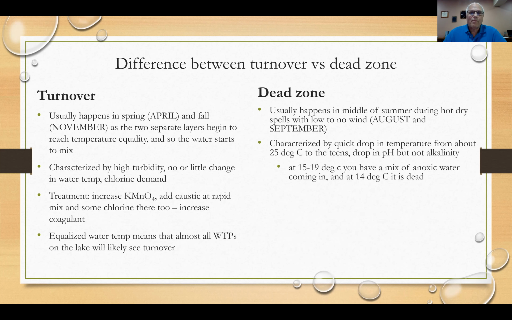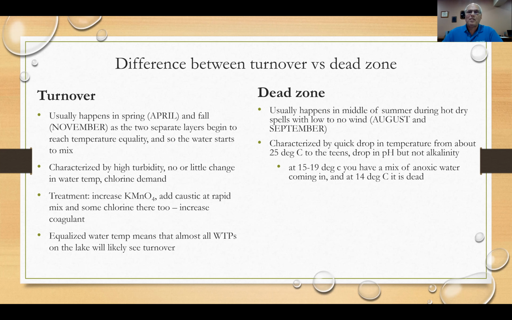Be prepared. These are characterized by a quick drop in temperature as opposed to the slow change of temperature for the turnover events. Quick drop in temperature, usually you go from 25 or 26 degrees C, all of a sudden you find that you're in the teens. The drop in pH happens also at this time. You'll get down around 6.9 or 7, but the alkalinity often doesn't drop with it. At 15 to 19 degrees C, you're going to have a mix of anoxic water coming in, and at 14 degrees C, it's pretty much dead zone.